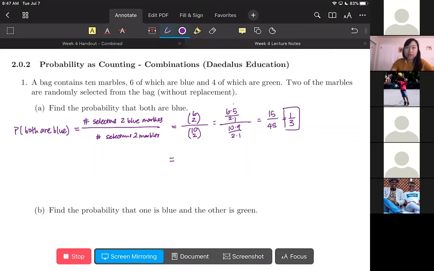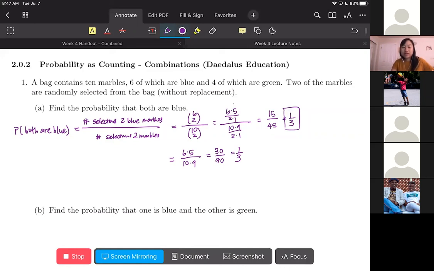Another way we could think about this is, say we just label the first marble we get, we put it aside as marble 1, then the second one we put aside as marble 2. We can also just count permutations, 6 times 5 over 10 times 9. This would give us 30 over 90 as well, which is 1/3. And the key here is to make sure we're counting the top the same way as we're counting the bottom.